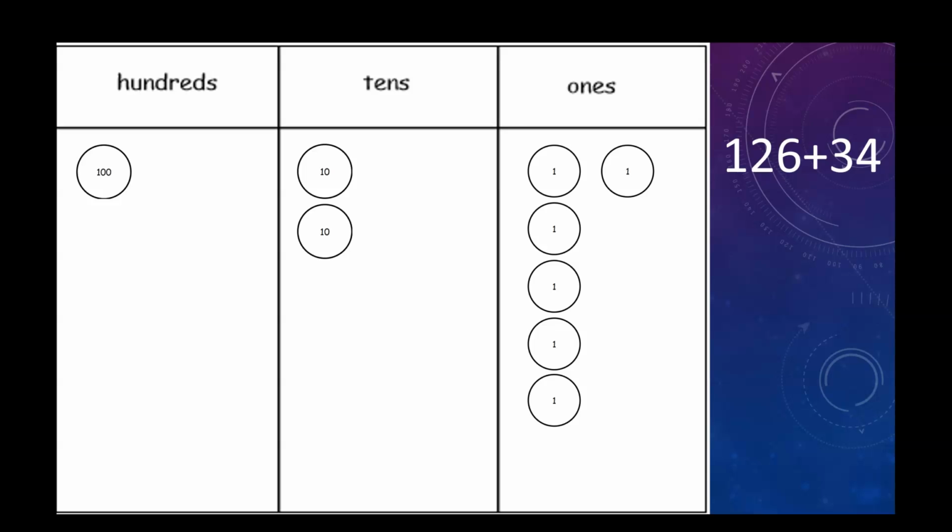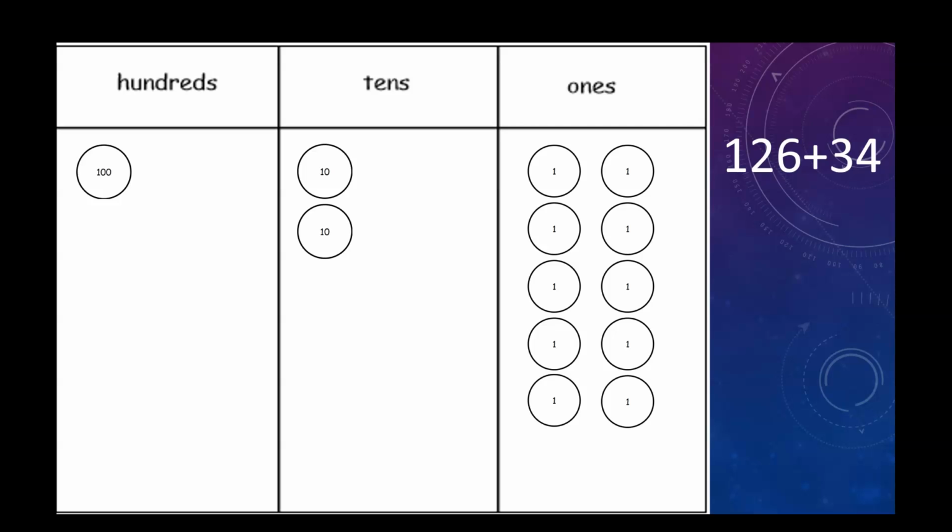Okay, now we have another one here. We have 126 plus 34. So we've got 1 in the hundreds, 2 in the 10s, and 6 in the 1s. Now we need to add 34. How many 1s are we adding to this? We're adding 4. Let's add 4 here. Ready? 1, 2, 3, and 4.